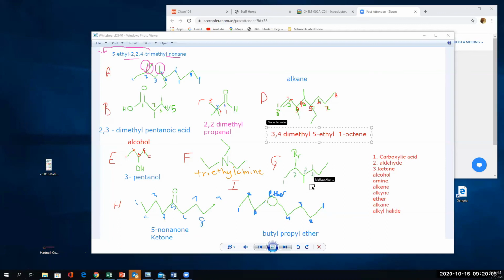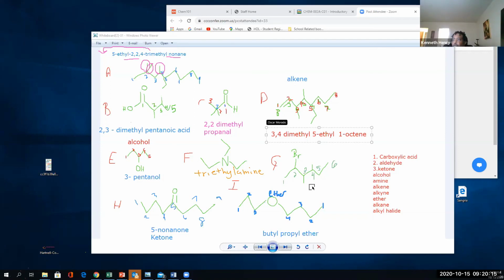That's 6. Okay, so the root is going to be what? Are there any double bonds in that long chain? No. So then a 6 carbon chain is called what? Hexane. So the last part is going to have hexane in it, right? Right.